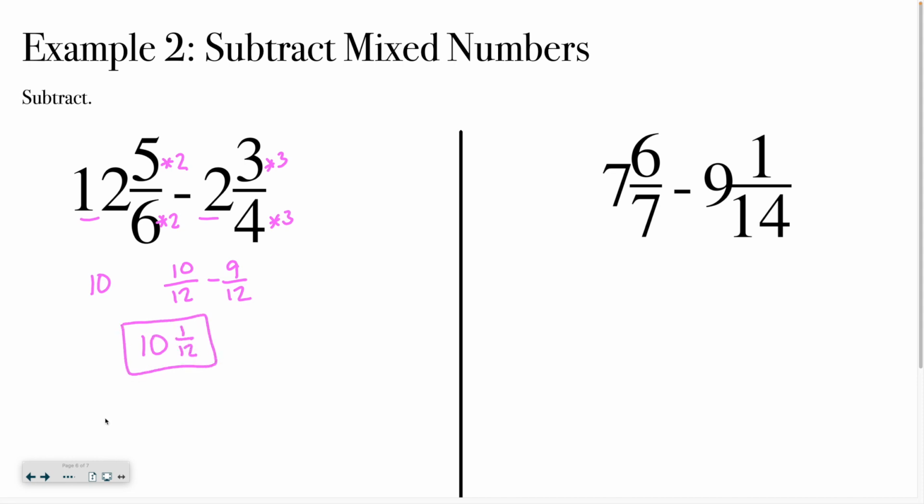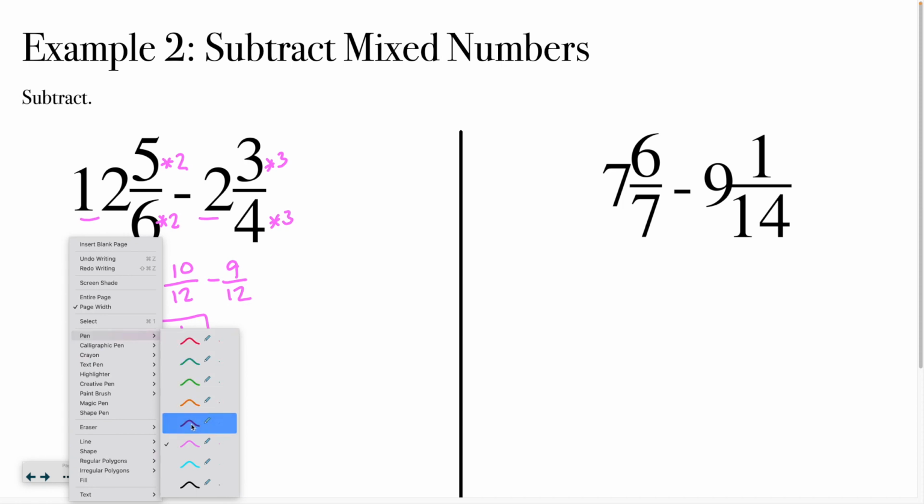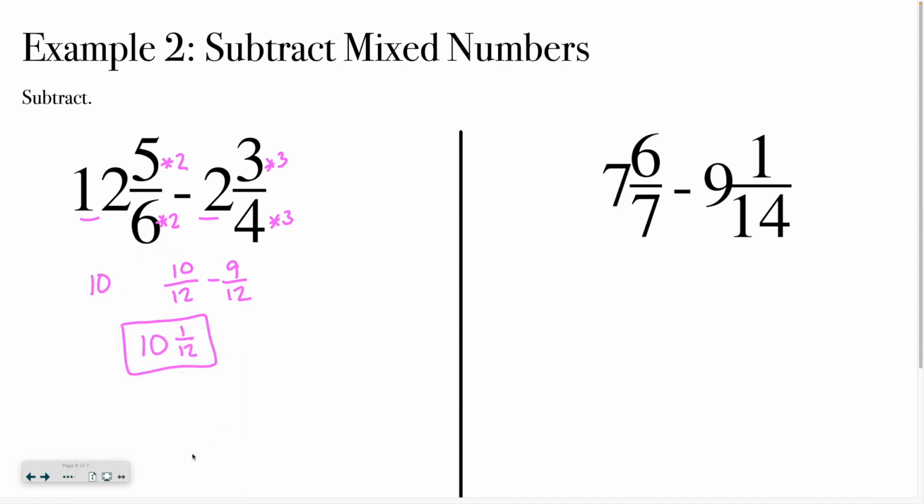Okay, so that's one possible way to do this problem. Another way to do this problem is you can turn these into improper fractions. I've always found that with students that get confused about what to do with their fractions, changing everything to an improper fraction always works. It is more work, but it is consistently correct. So if you're someone that feels confused, I recommend you do what I'm about to do, okay?